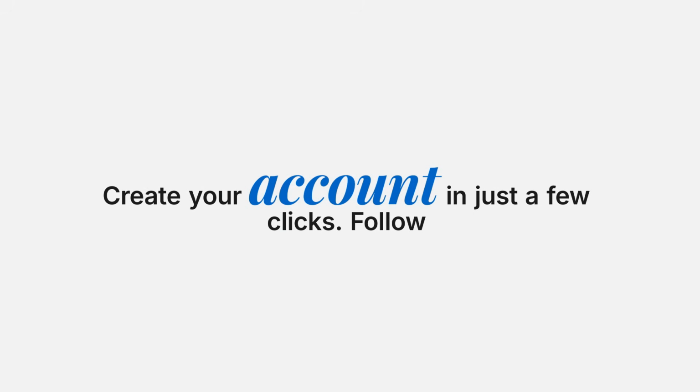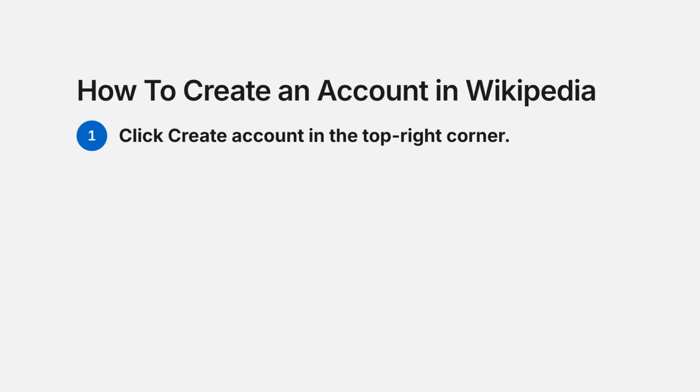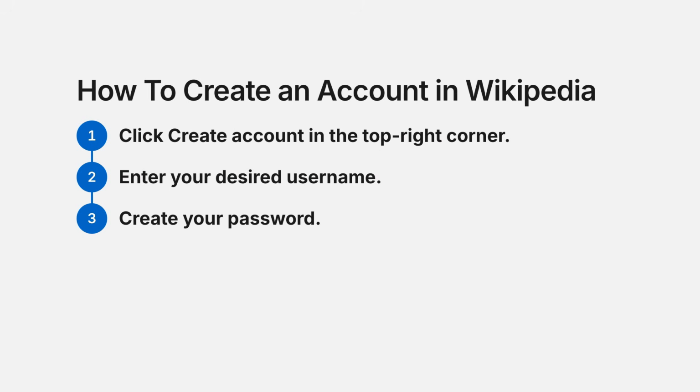Tired of editing Wikipedia anonymously and not getting credit? Create your account in just a few clicks. Follow these simple steps. Choose a username, set a password, add an optional email, and verify your account.